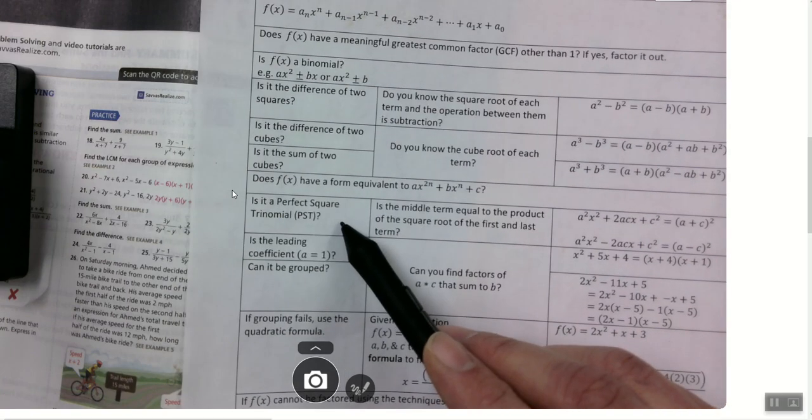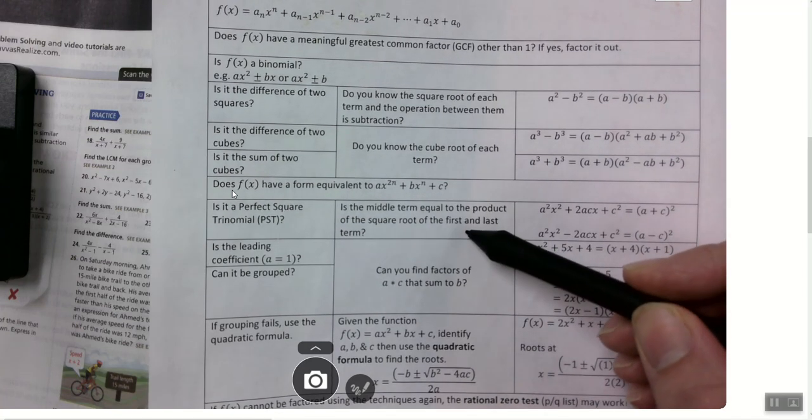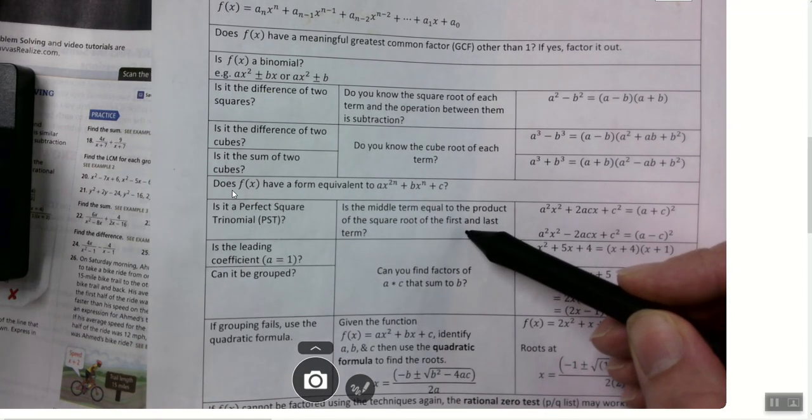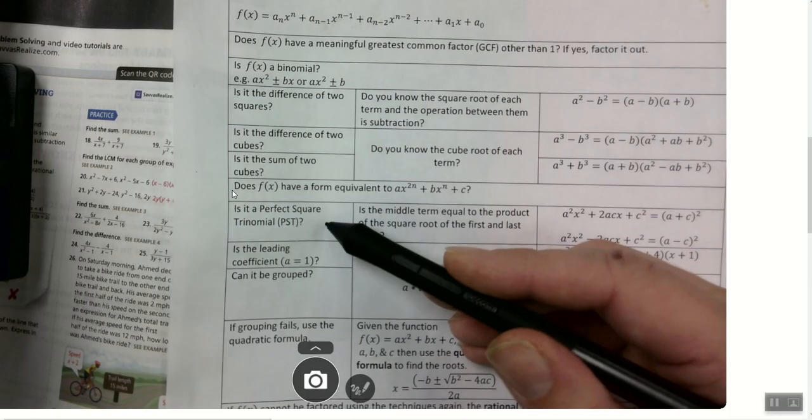Is it a perfect square trinomial? Which can be hard. Maybe you guys remember talking about them, but the real question is, is the middle term the product of the square root of the first and the last, or twice that? So I don't know the square root of 3. It's not that. What's next on our list?